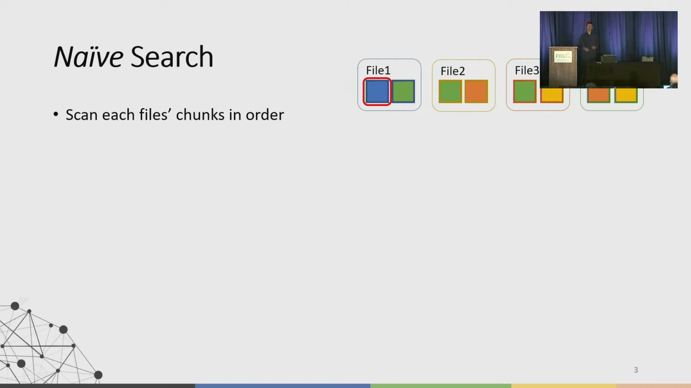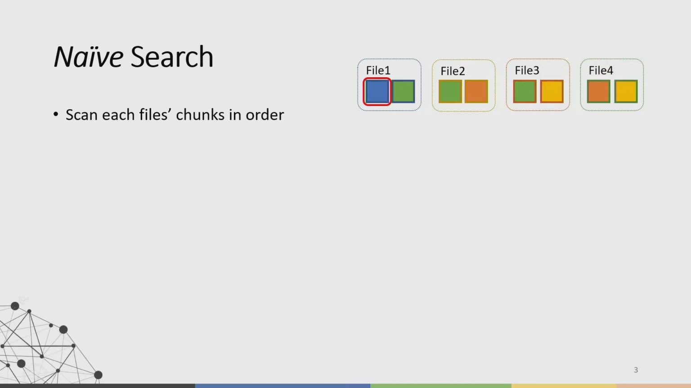So how would a Naïve Search look in a traditional storage system? For looking for a keyword in a traditional storage system, we would simply scan each file's chunk in order. We would go file by file, chunk by chunk, and search for the keyword in each chunk. Here we got 8 chunk reads.